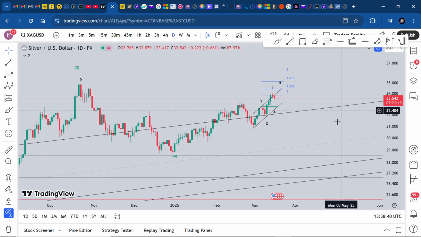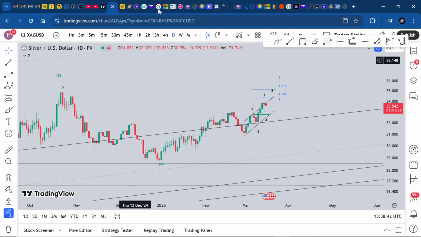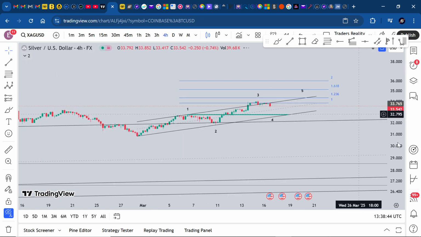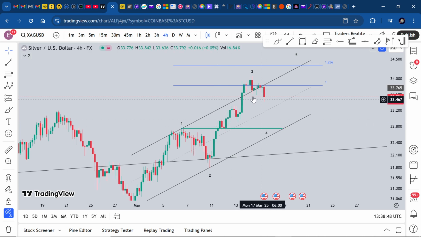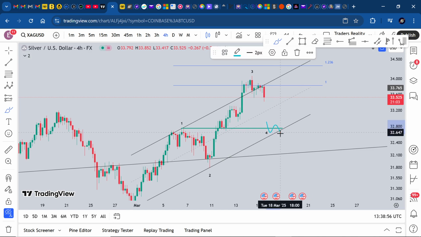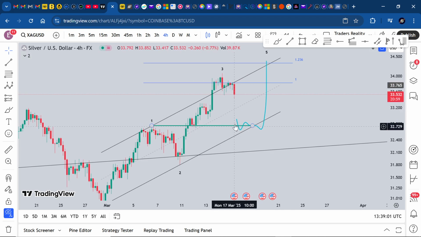Got silver. If I was to trade this, I'd be looking for buys. Just let's have that clear. If I was to trade this, I'll be looking for buys. I preferably like to see price come in here and give me an accumulation down here to take it higher. This looks nice. I'd like this. Doesn't mean we're gonna get that.